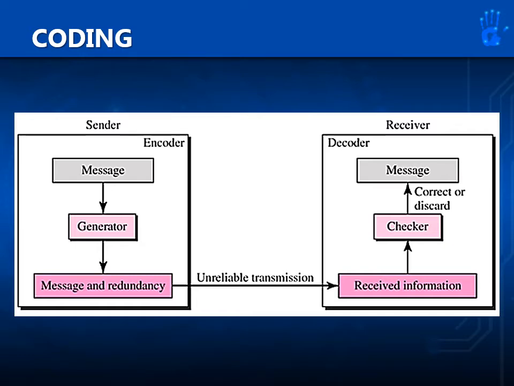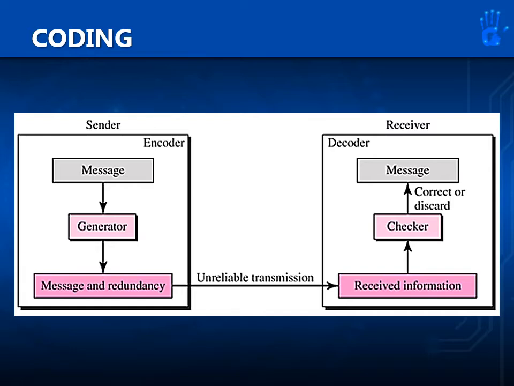Let's take a look at a basic block diagram for this. On the sender side, we have the encoder, and on the receiver side, of course, we have the decoder. For the encoder, we have first the message, which is the message that we want to transmit. It will then pass through a generator that will produce redundancy bits, depending on the message signal. The message, together with the redundancy bits, will be sent through the channel.